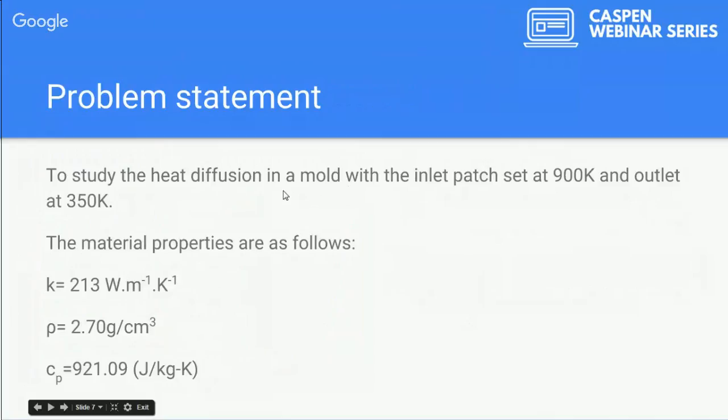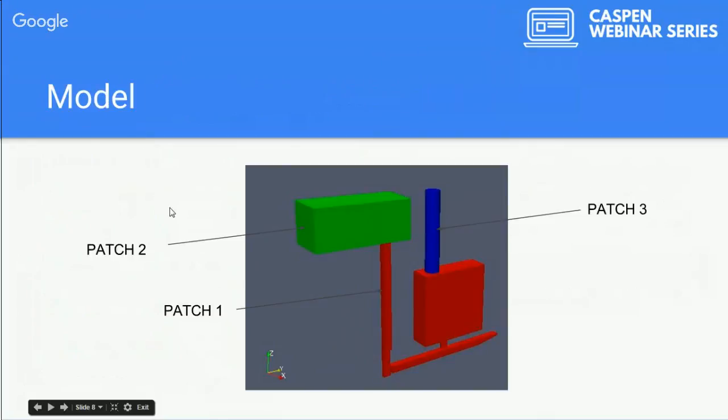Taking this case of a mold which has an inlet patch which is set at 900 Kelvin and an outlet patch that is set at 350. So this is the mold where I have broken it down into 3 patches. Patch 1 would be the connecting tube as well as the mold. Patch 2 will be the inlet, which I've considered to be a single block as patch 2. Patch 3 will be the riser, so where the excessive molten metal comes out.